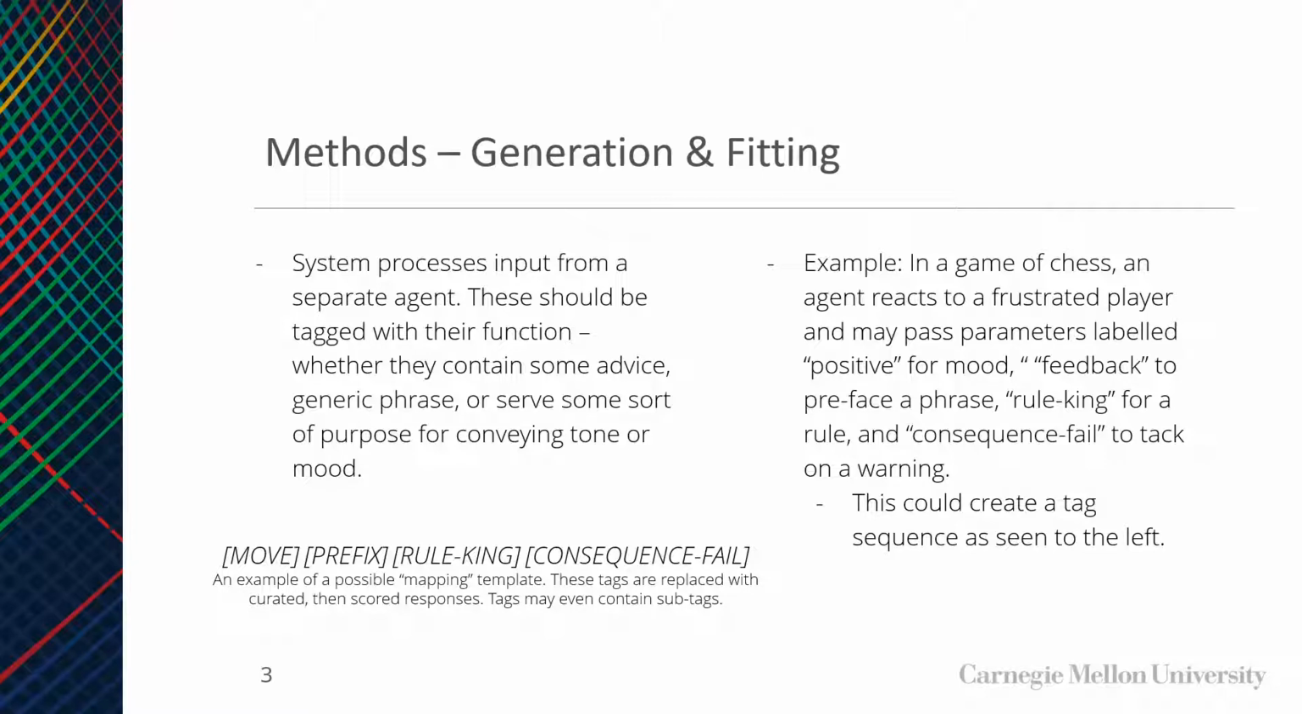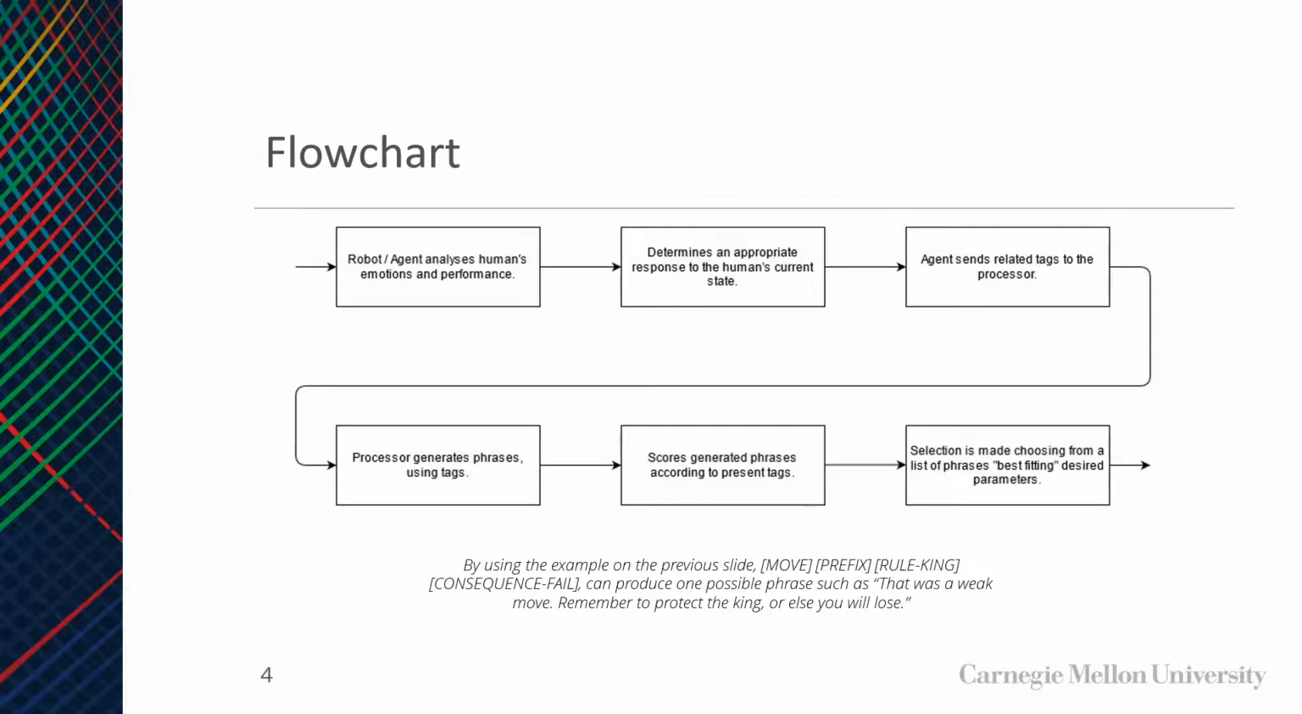Of course, tacking together a whole bunch of sentence fragments in and of itself isn't very impressive. So, we attempt to use sentiment analysis and word vectors in order to come up with a more novel selection process when generating these phrases. The flowchart for this is fairly simple. First, the robotic agent analyzes a human's emotions and performance, then determines what an appropriate response to the human's current state would be. The agent then sends over related tags ordered with a vague idea of what the response should look like. This is all handled outside of the scope of this project. The processor then recombines the phrases within the phrase files using the tag map that was provided, stores these phrases, and then scores them in order to meet a certain set of parameters. A selection is made randomly from a set of best fitting phrases that were generated.